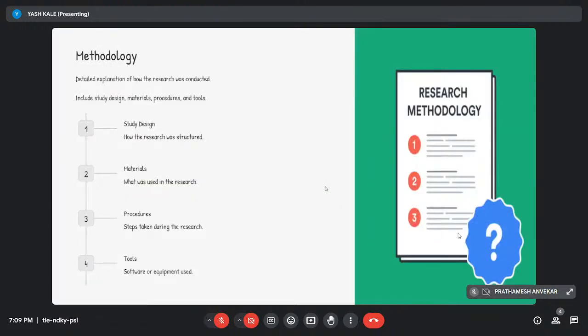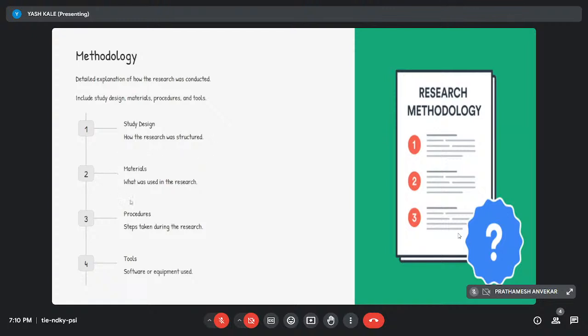So the next part is one of the most important parts, the methodology. In this section, you explain exactly how you conducted your research or the project that you have done. This is an important part, as it allows other researchers to replicate your study. You should mention the details of the project, and it should also include the study design, like how the research was structured.